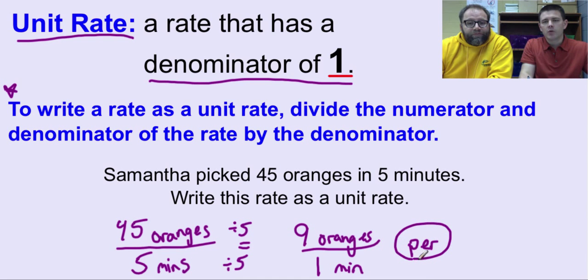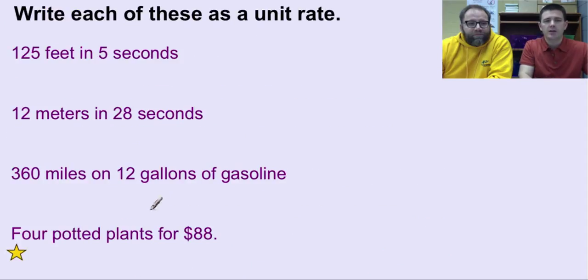So listen for that word per. That's kind of your code for 9 oranges per 1 minute. Those are the two parts of your fraction when you write it as a rate. That per is kind of like your fraction bar when you're setting up the problem. So let's see this in action. We're going to write each one as a unit rate.